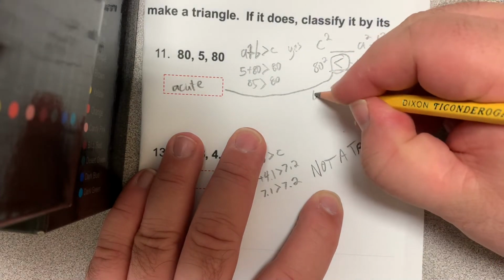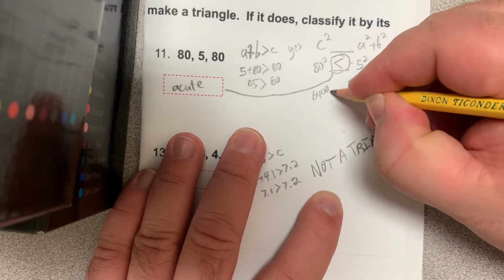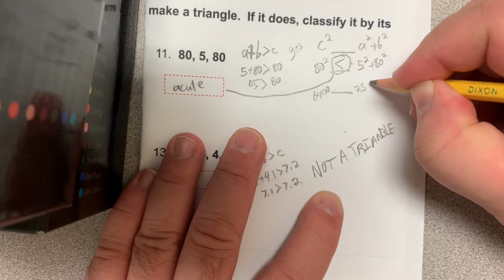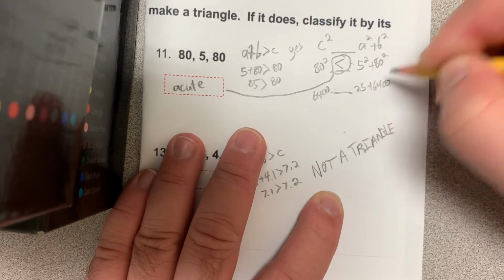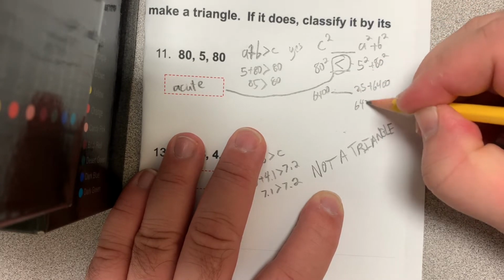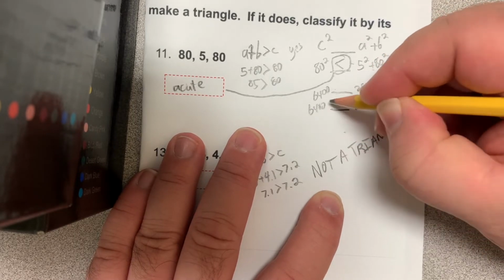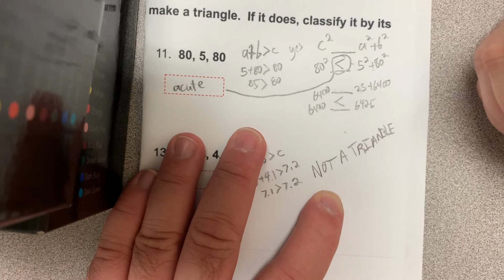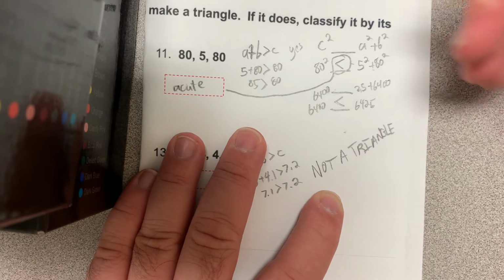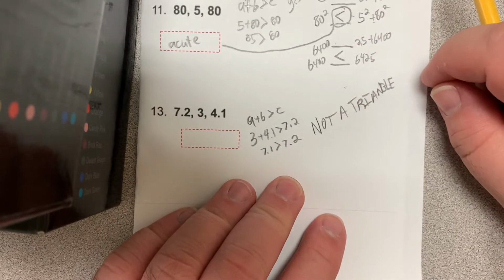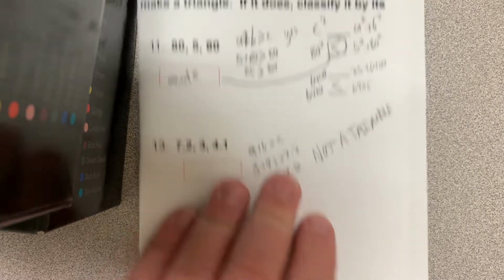If I did work it all the way out, this would be 6,400. This would be 25 and 6,400. And so this would be 6,425. And this would just be 6,400. And just like I said, it is going to be less than, excuse me. And then number 13 is not a triangle, so we're done with it. That's awesome.